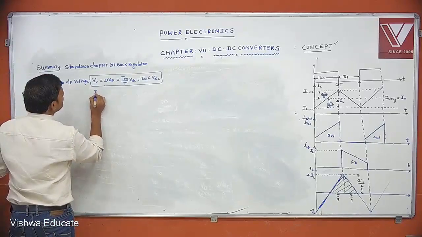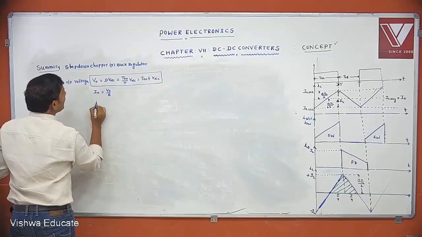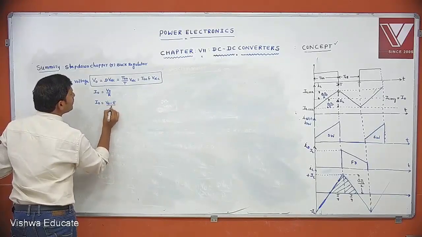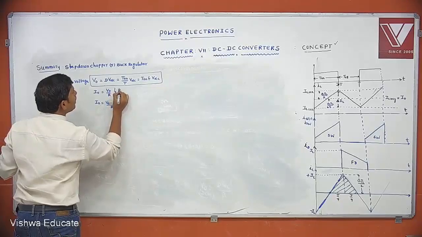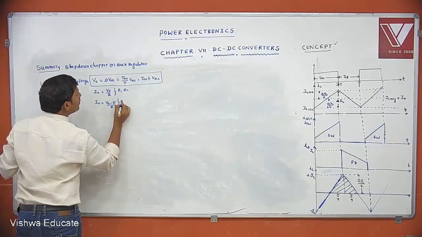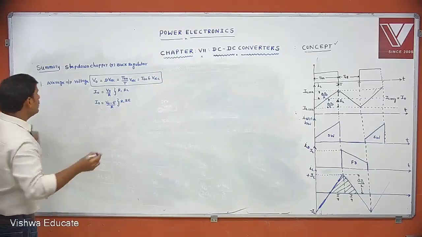What is I0? I0 equals V0 by R. Then I0 equals V0 minus E by R. This is for which load? R comma RL. And this is for which load? R comma RE. Quick.